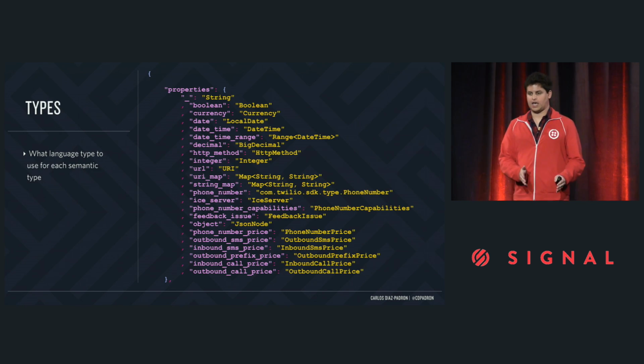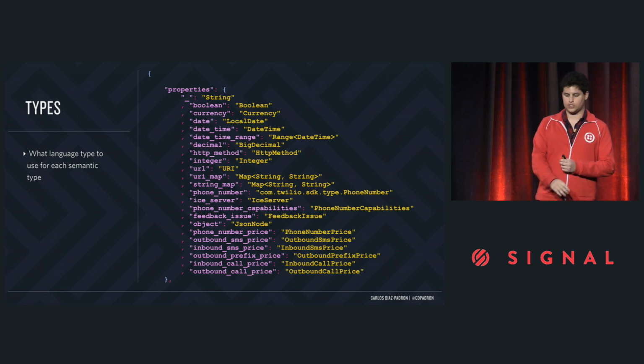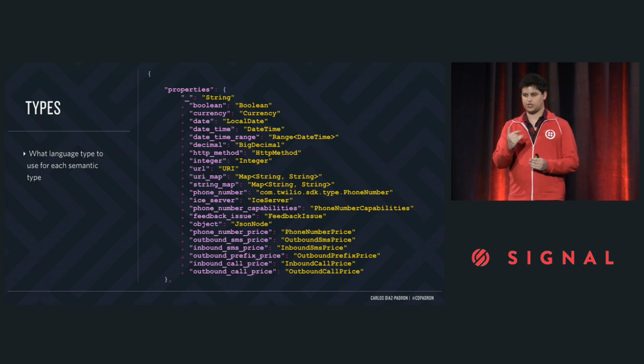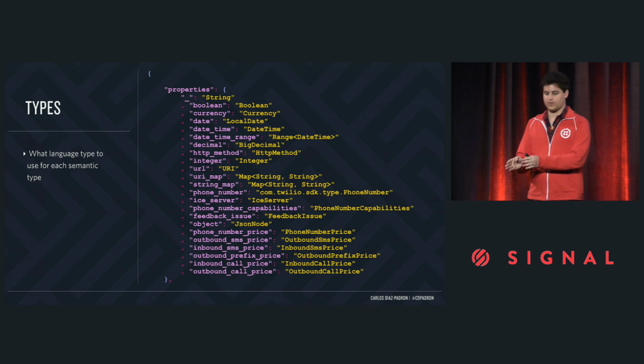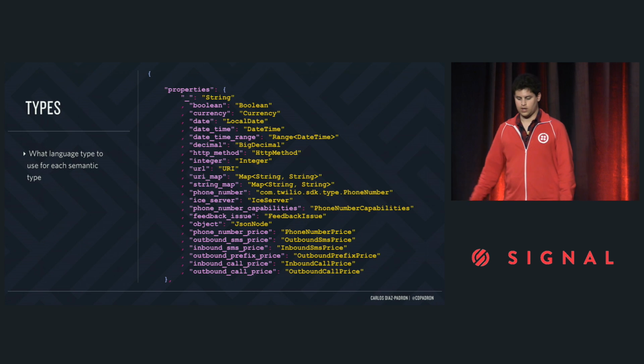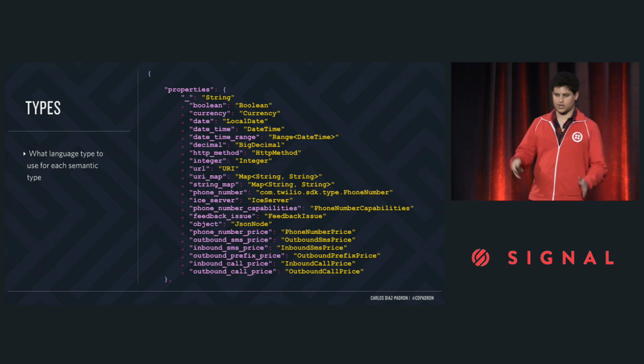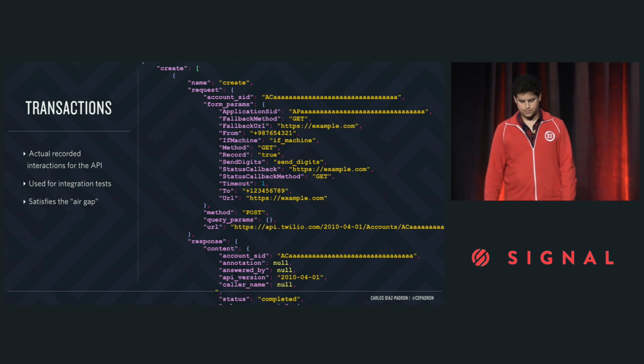And then we have the types, and this is the only resource that's developed per language, but there's only one per language. It basically shows which semantic types map to which language types when you're actually generating the libraries. So for example, this is Java, and you can see string will be a string object, and map of string and string is like a URI map.